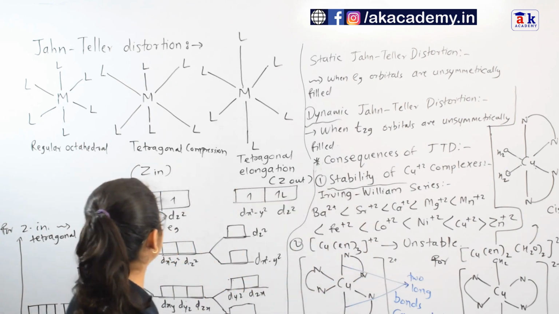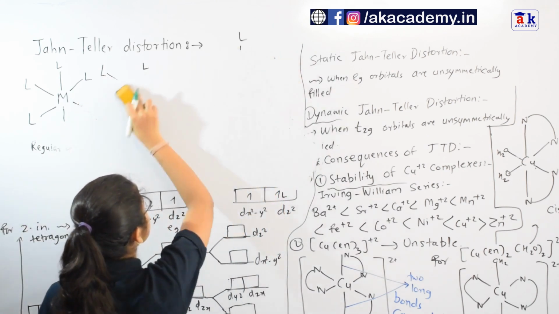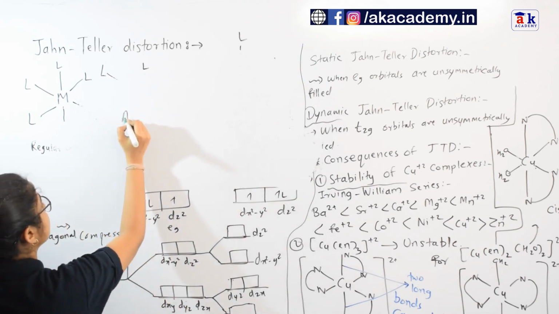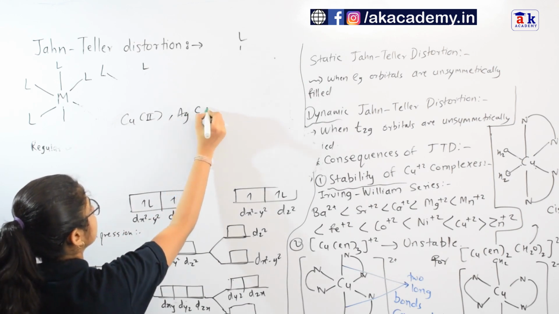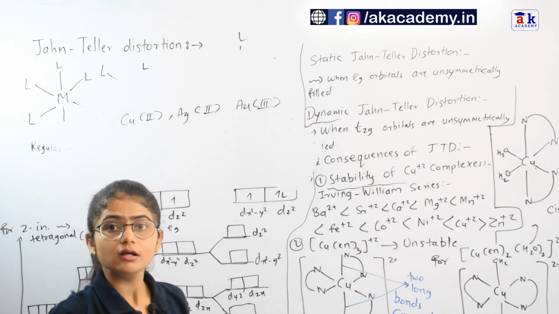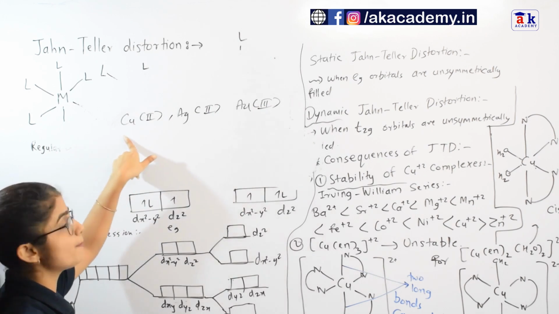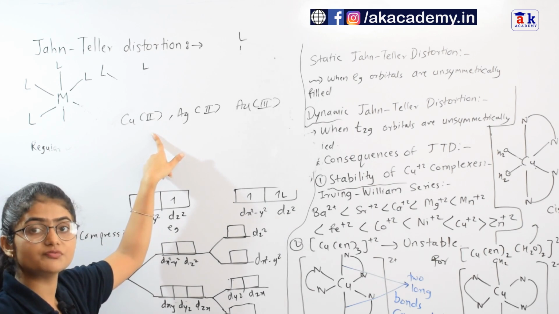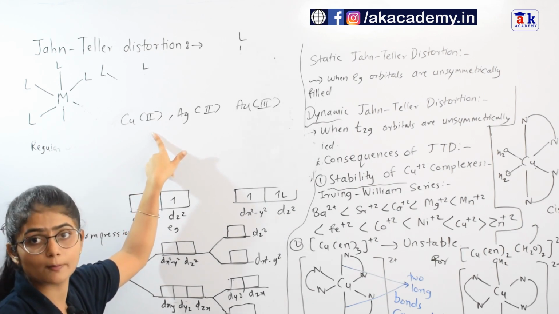There is one more consequence that I have to discuss. That is, suppose we have got the complexes of these particular ions, that is copper in the +2 state, Ag in +2 state, and Au in +2 state. We know that the copper in +2 state, because of JTD, is going to form a very stable complex, a very stable non-chelated complex it is going to form.